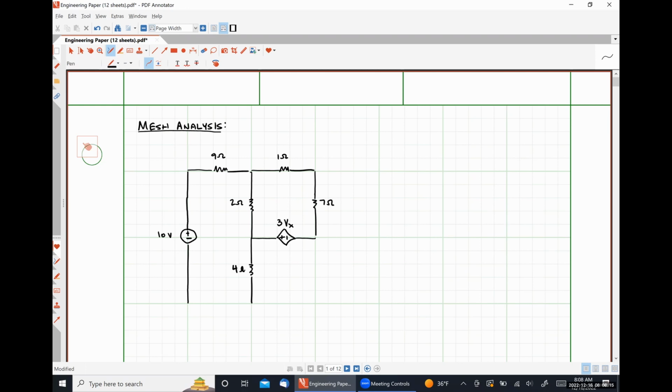Here we will have a 4-ohm resistor. An 8-ohm resistor. Here's a 5-ohm resistor. Here is a 6-ohm resistor.